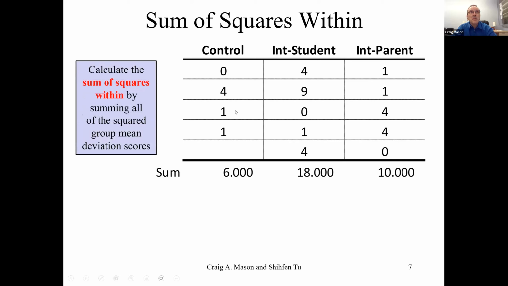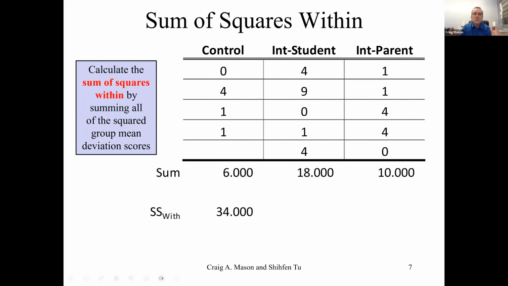And then we sum them up. So for the control group, 0 plus 4 plus 1 plus 1 is 6. The intervention students, 4 plus 9 plus 1 plus 4 is 18. The parent group, it's 1 plus 1 plus 4 plus 4 gives me 10, right? So we sum up each of the groups and add that all up, and we get 34. That's the sum of squares within.